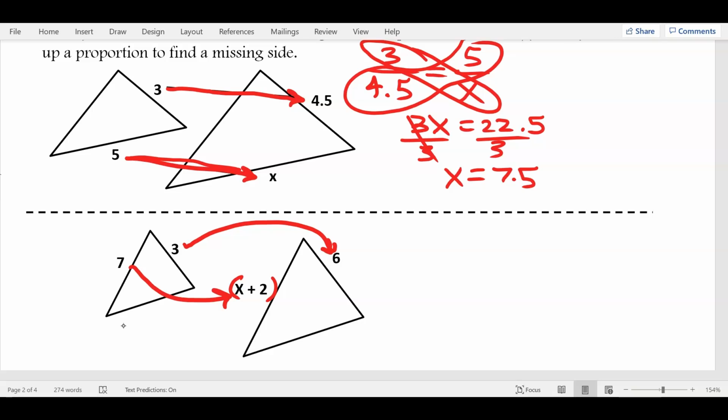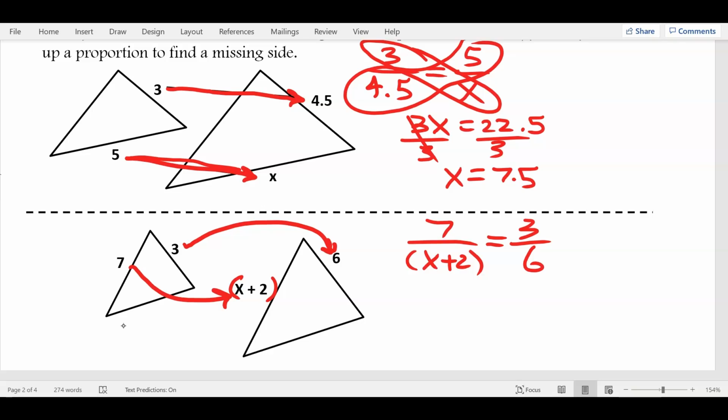So let's write this up. 7 over x plus 2. I like to put it in parentheses. And then the other one, 3 over 6. Don't forget the equals between them. And now, once again, cross, multiply, and divide. Now this one's maybe a little bit more complicated, but we definitely went over that on Monday. So let's go over it now.